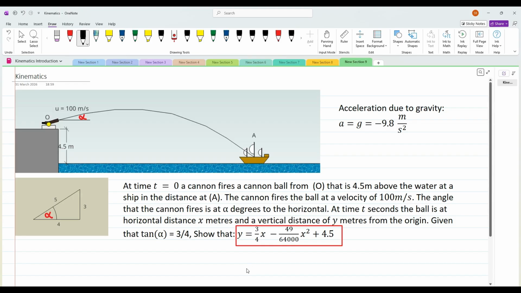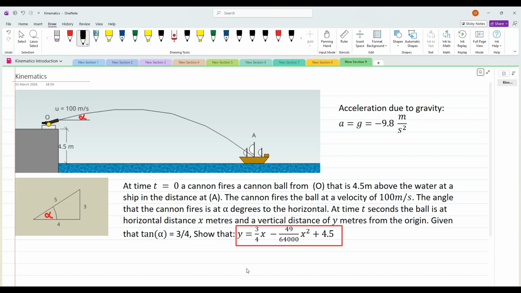So on to our next problem. At time t equals 0, a cannon fires a cannonball from O that is 4.5 meters above the water at a ship in the distance at A. The cannon fires the ball at a velocity of 100 meters per second. The angle that the cannon fires is at alpha degrees to the horizontal.